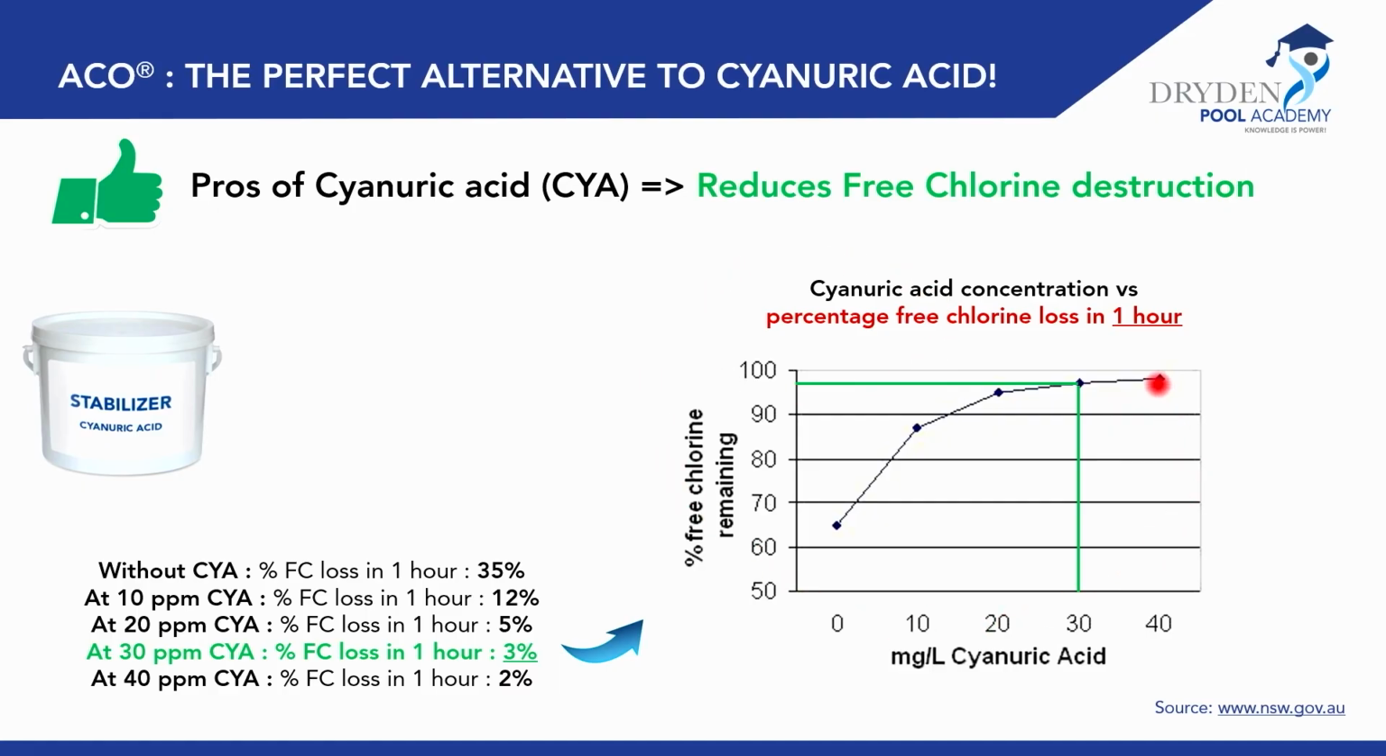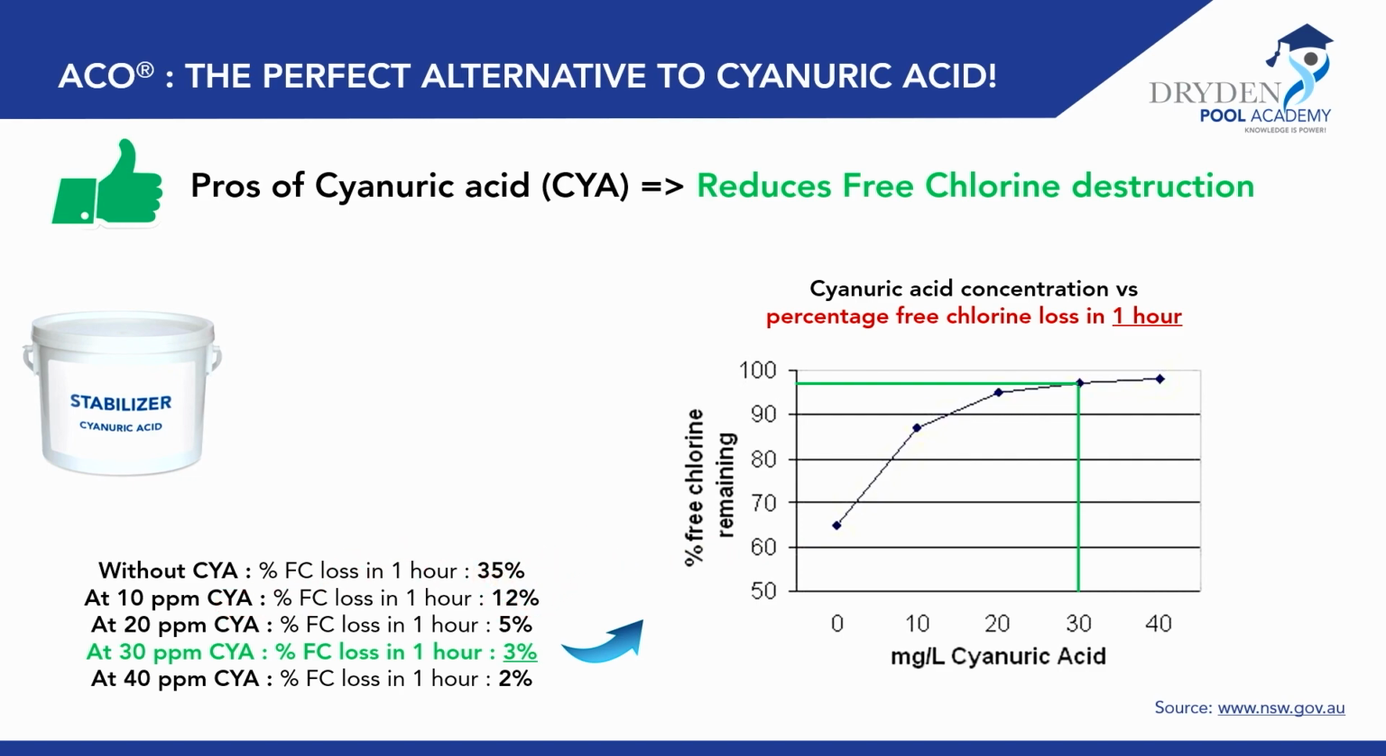Cyanuric acid, we know, is very good at reducing this free chlorine destruction. So it really protects chlorine from the sun. And you can see it here in the graph on the right. That shows the concentration of cyanuric acid in the pool, and the free chlorine remaining in the pool in percentage here on the left side. And this percentage of free chlorine loss in 1 hour, you can see that without any cyanuric acid in the pool, any stabilizer, 35% of your free chlorine is already gone in 1 hour.